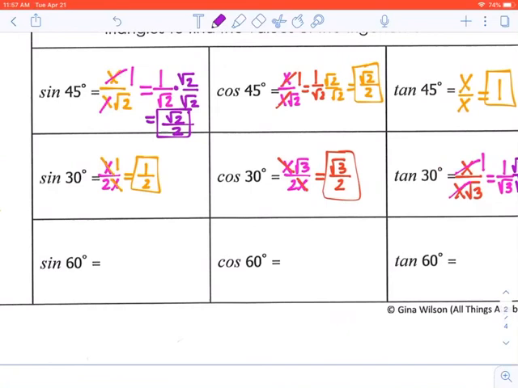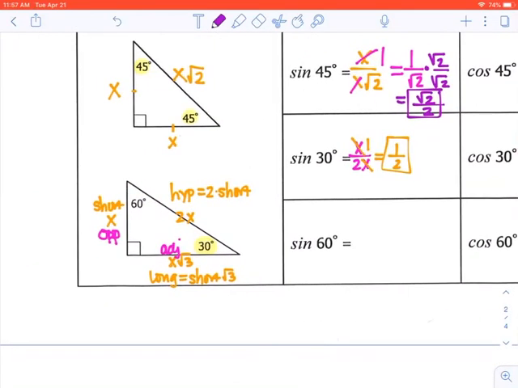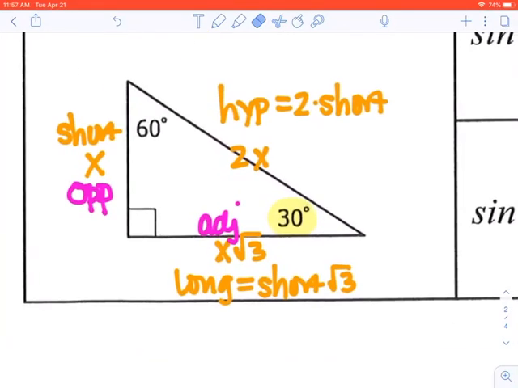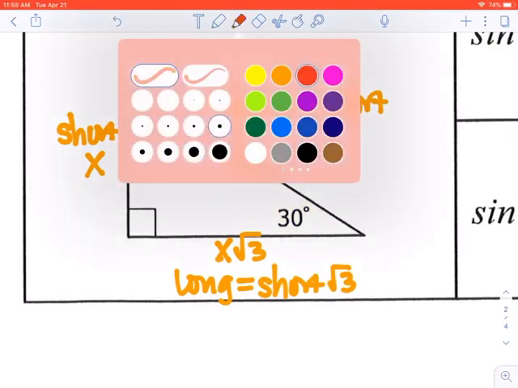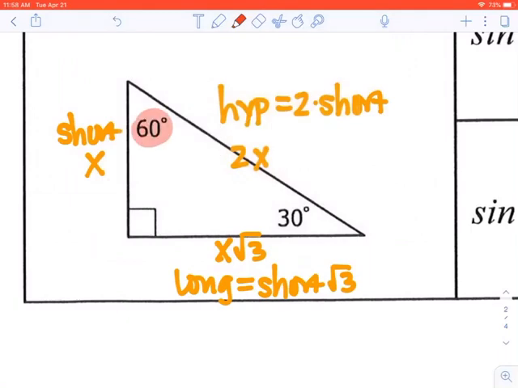The last thing we're going to do is find the sine, cos, and tan from the 60-degree angle. So what happens now is my adjacent and my opposite are going to switch. I'm looking from the 60-degree angle. And so from the 60-degree angle now, the opposite now happens to be the x rad 3, and the adjacent is the x. We've switched them because now we are looking from the 60-degree angle, okay? Hypotenuse is always the hypotenuse, always, okay?